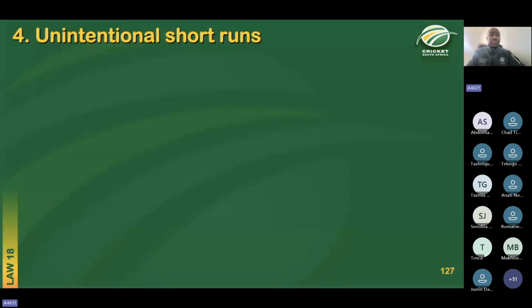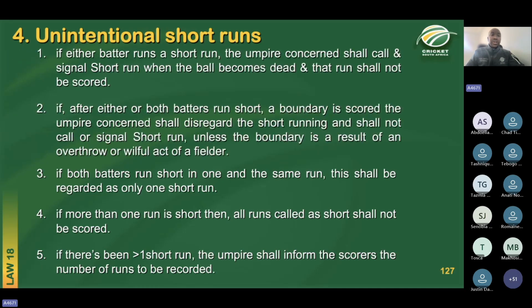Now we have 2 types of short runs: unintentional short runs and deliberate short runs. Let's learn first about unintentional short runs. If either batter runs short, the umpire concerned shall call and signal short run when the ball becomes dead, and that run shall not be scored. If after either or both batters run short, a boundary is scored, the umpire concerned shall disregard the short running and shall not call or signal short run, unless the boundary is a result of an overthrow or willful act of a fielder.